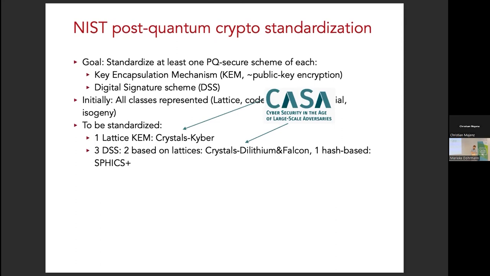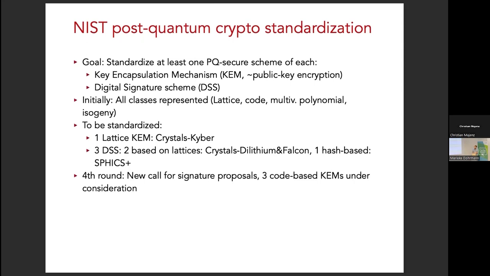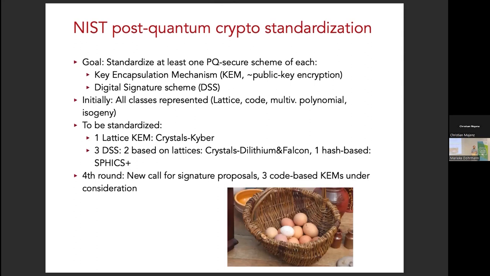But let me just say that there's also a fourth round, which has a new call for digital signatures. And it also is the plan to standardize at least one code-based key encapsulation mechanism. The reason for this is, of course, that it's wise to not put all our eggs in one basket. So this is just for hedging against possible breaks of these fairly new technologies like the algebraic lattices that are underlying Kyber and Dilithium, for example.